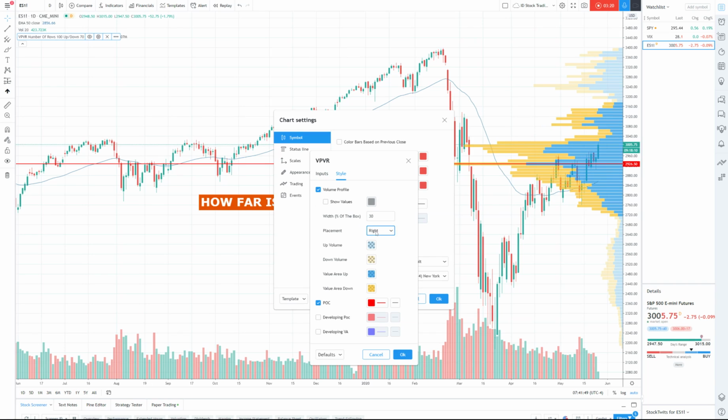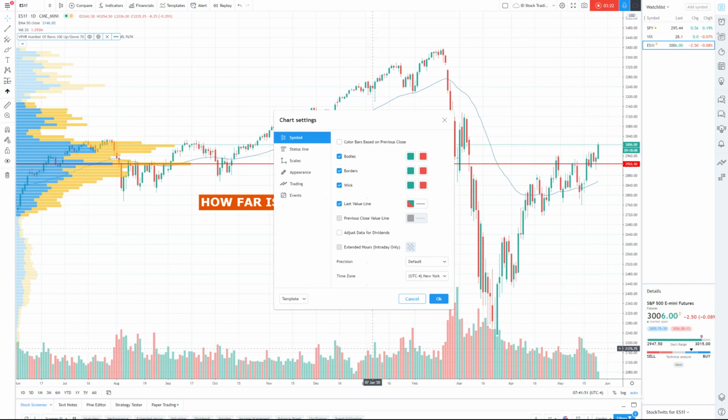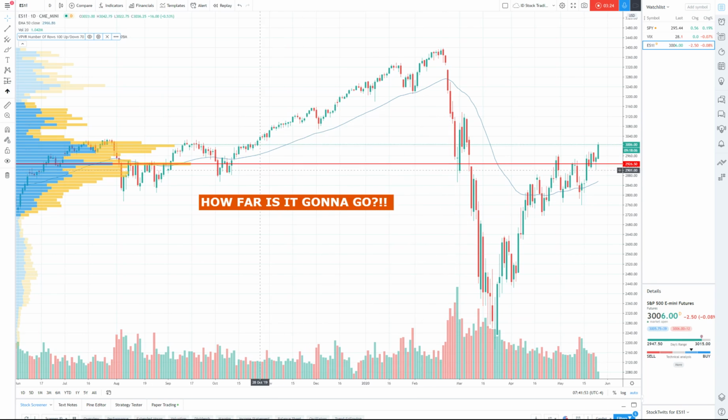Okay, now we're gonna place it on the left. So this is a kind of tutorial on how to set up your volume profile, at least for a quick look. We can see it from the chart itself, by the way, but the volume profile will give us a more precise measurement of those low volume areas.